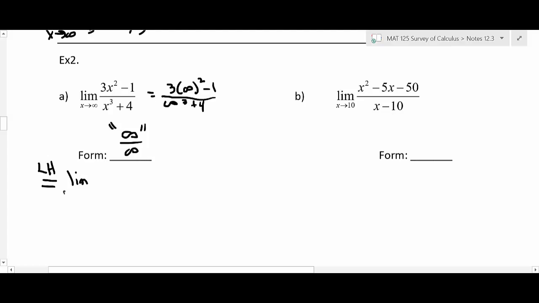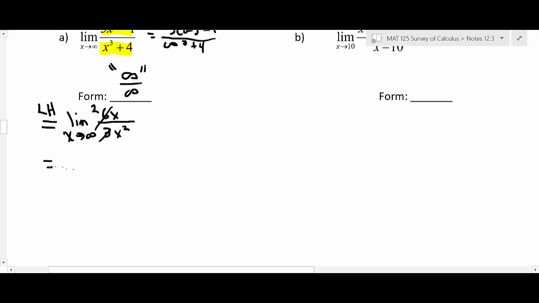And then most of the time, you just do these derivatives in your head. So what's the derivative of the numerator? 6x, denominator, 3x squared. Good. So now we have 6x over 3x to the second. Now you can go ahead and simplify if you want to. For instance, I would just cross that out and make that a 2.